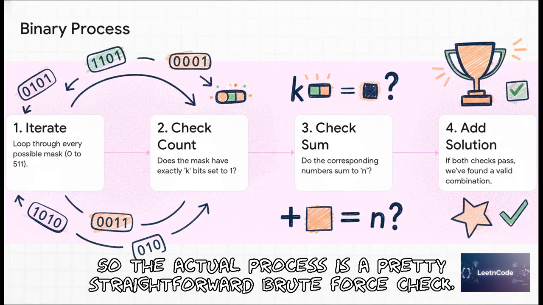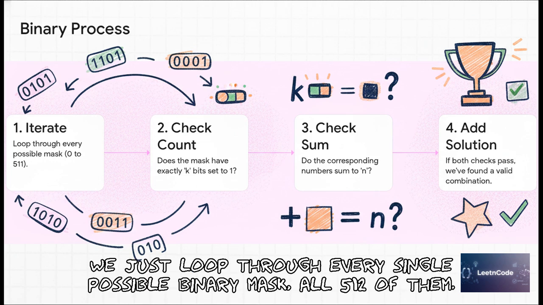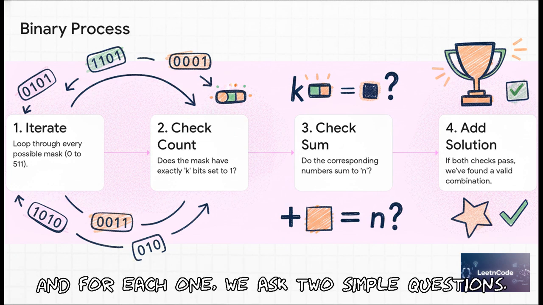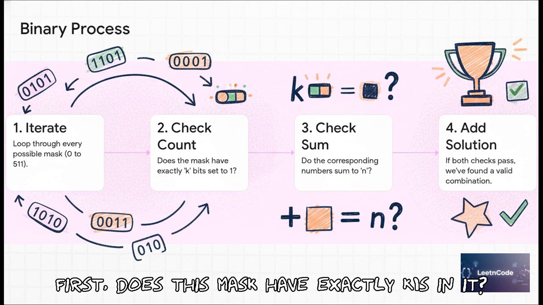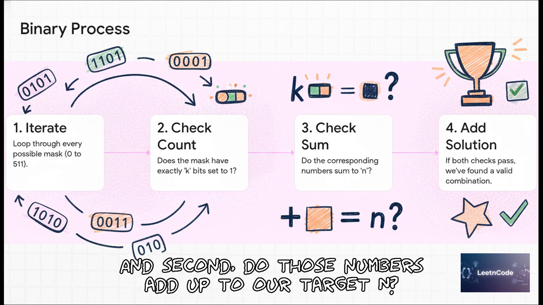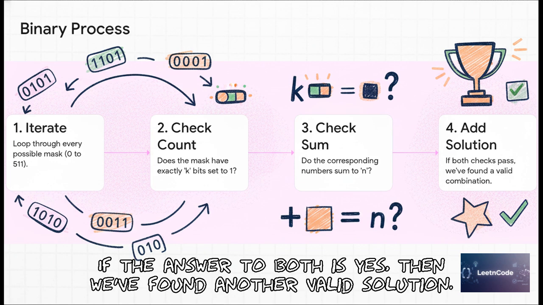So the actual process is a pretty straightforward brute force check. We just loop through every single possible binary mask, all 512 of them, and for each one, we ask 2 simple questions. First, does this mask have exactly K 1s in it? And second, do those numbers add up to our target N? If the answer to both is yes, then we've found another valid solution.